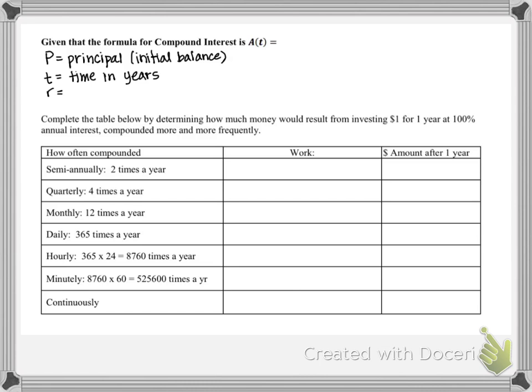R is your annual interest rate. So when you see savings accounts or loans or credit cards advertised, that's what we call the APR. It stands for annual percentage rate. So that's what your R is. And we want to do this as a decimal rather than as a percent. And then N is the number of times compounded per year.